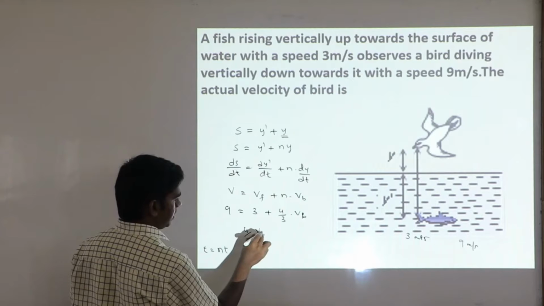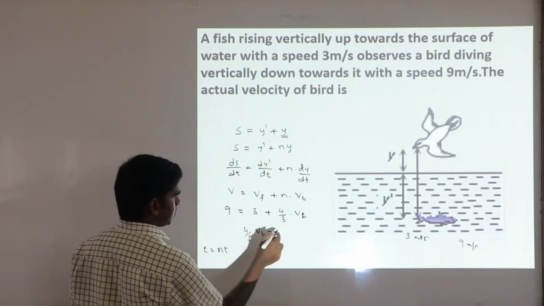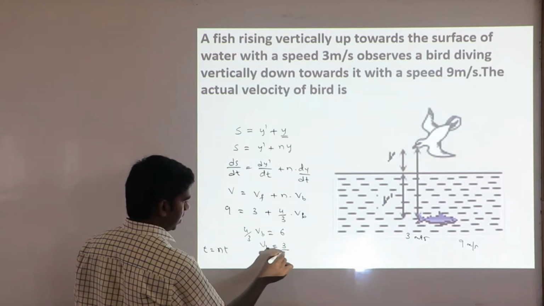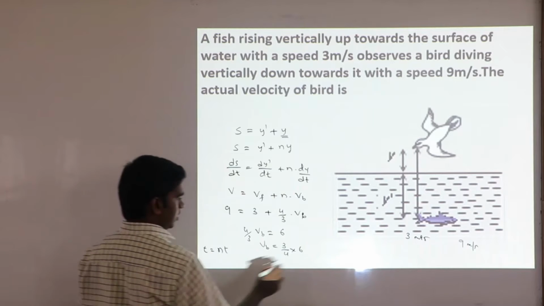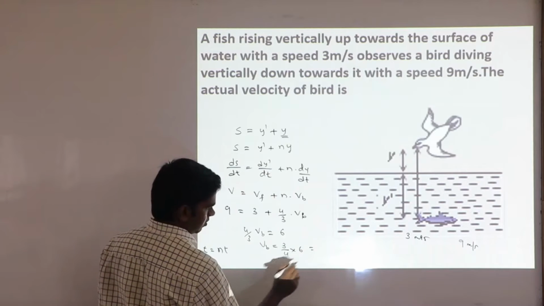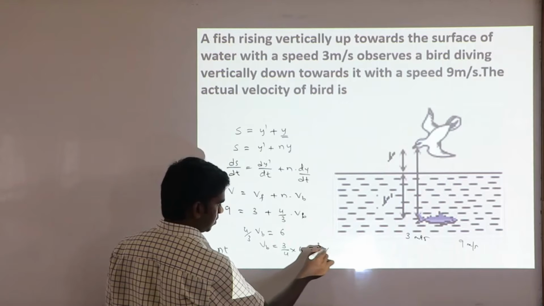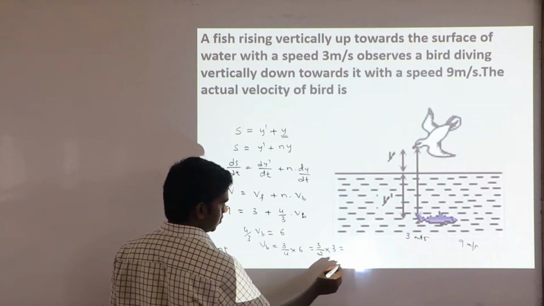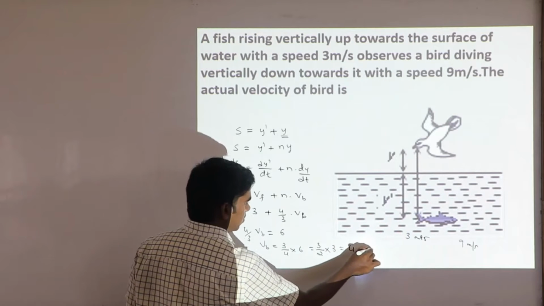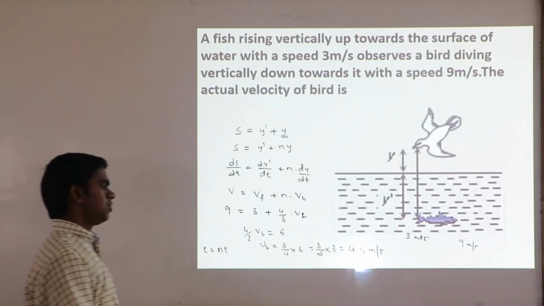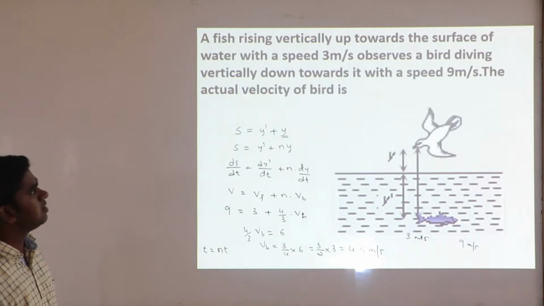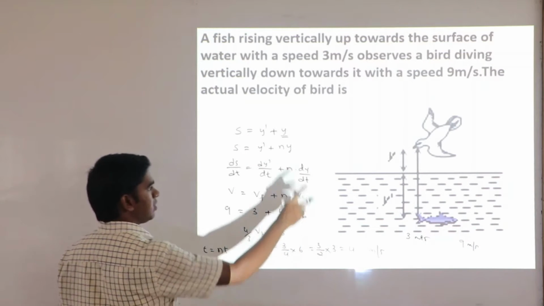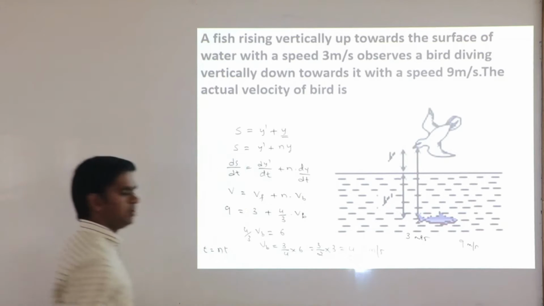So 4 by 3 vb equals 6, since this is 9 minus 3. So vb equals 3 by 4 into 6, which is 3 by 2 into 3, so this is going to be 9 by 2. 9 by 2 means 4.5 meters per second. So 4.5 meters per second is the velocity of the bird. It is the actual velocity outside, not the velocity seen by the fish. So this is not going to be your answer.